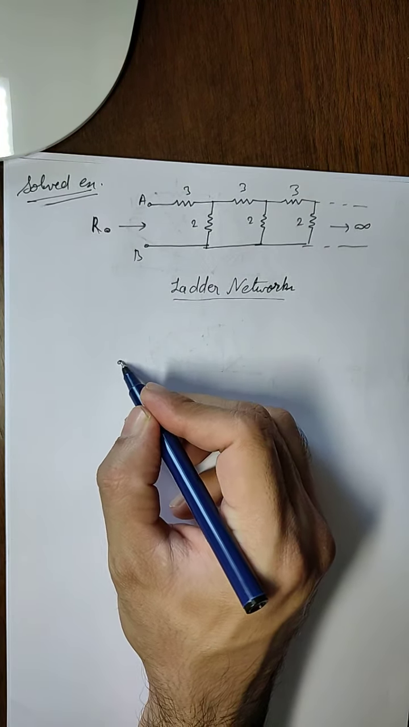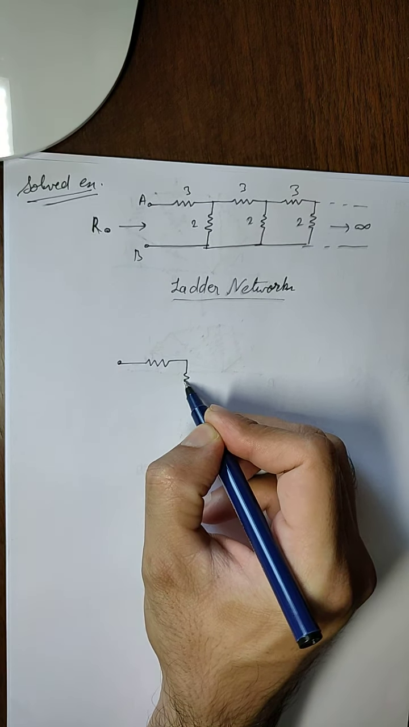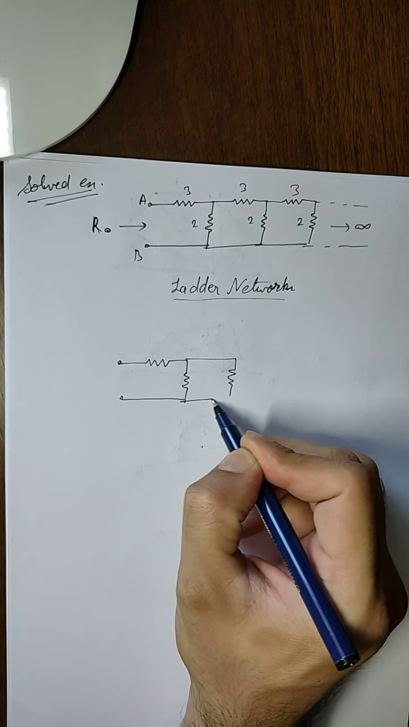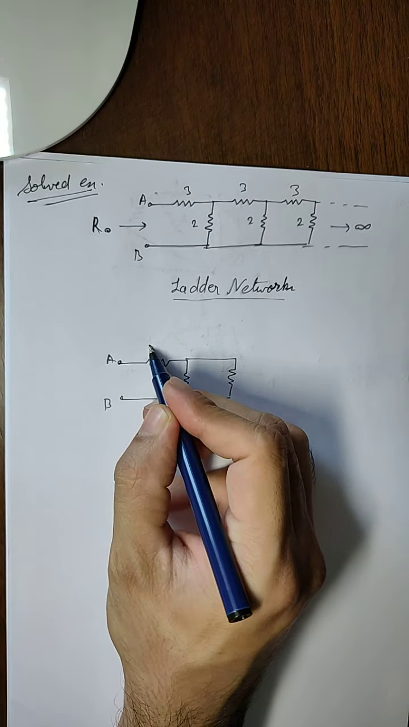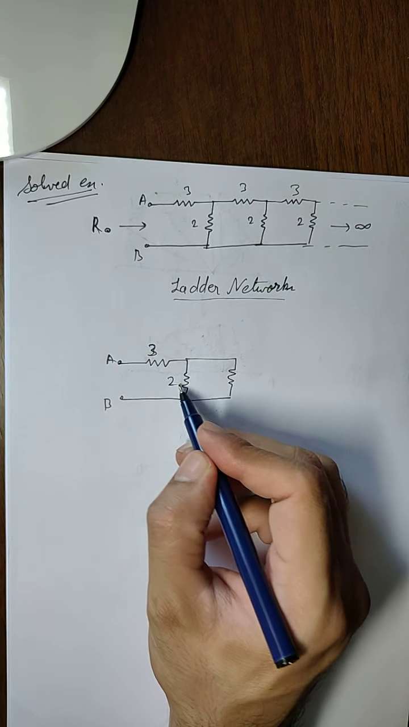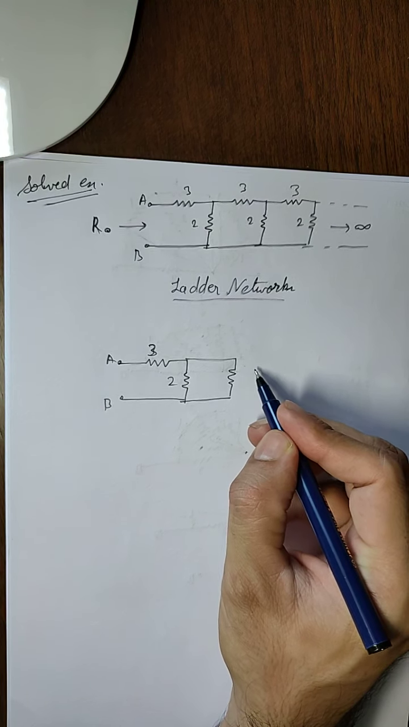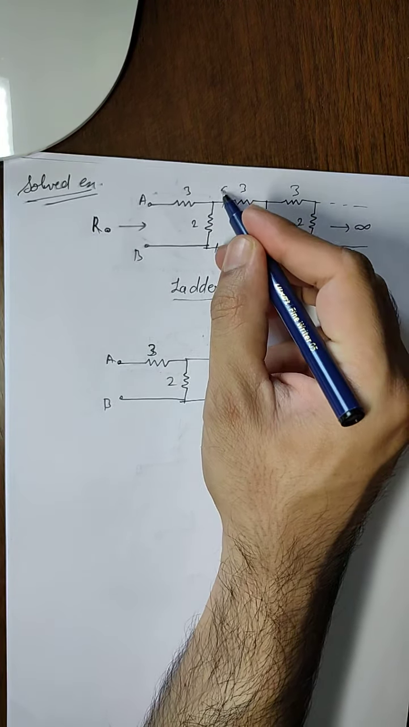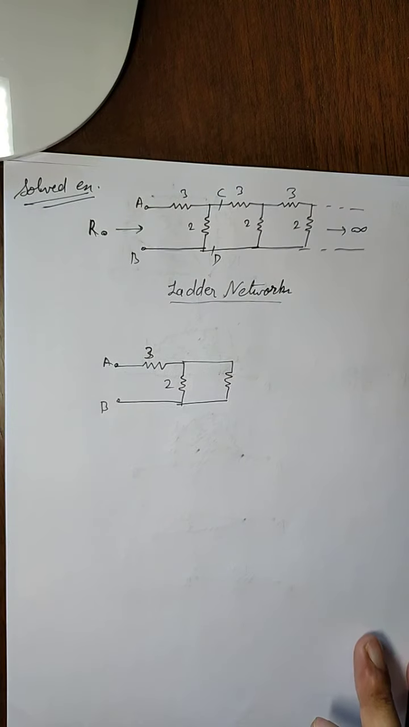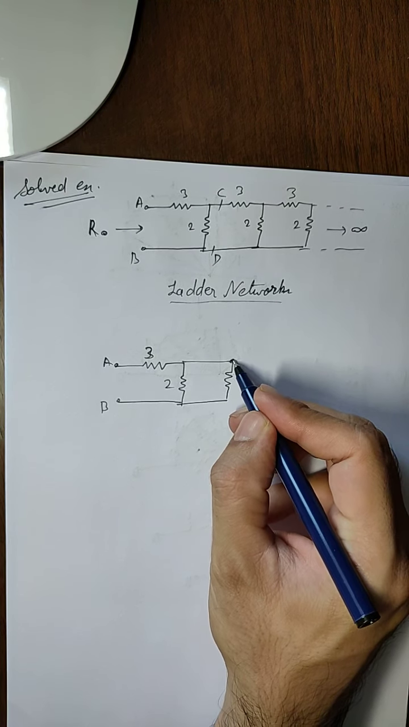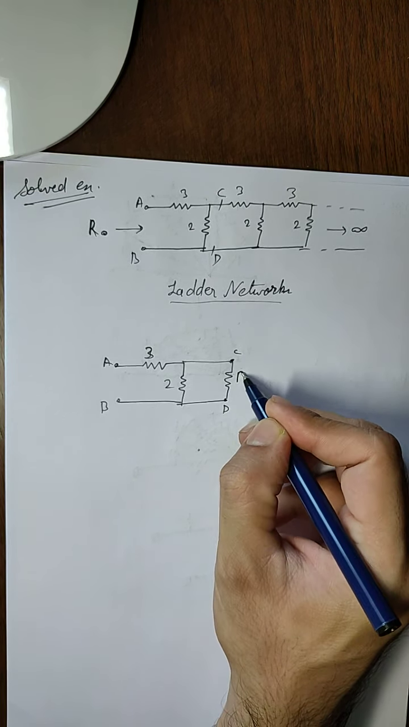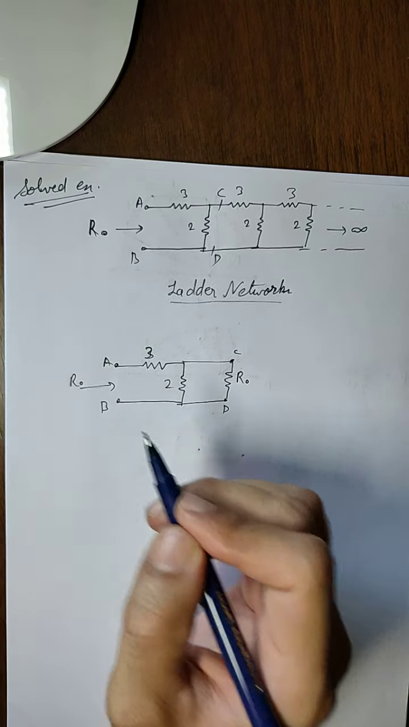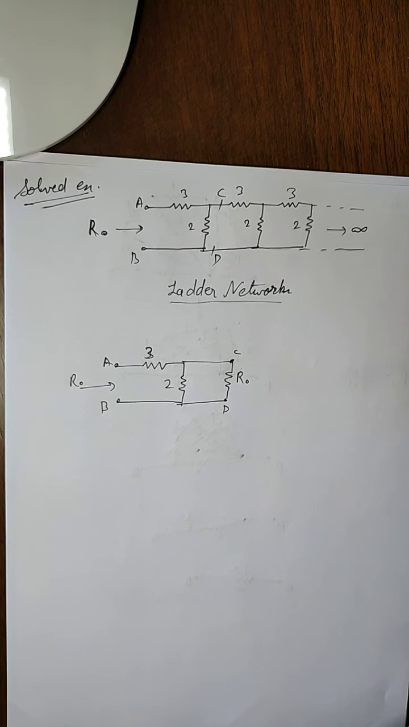So this circuit can be remade like this, in which this is 3 ohm resistor and this is 2 ohm resistor, and this is the equivalent resistor of the circuit from point CD to infinity. So this point between C and D, it is also equal to R naught, and the equivalent resistance of the entire network is also equal to R naught.